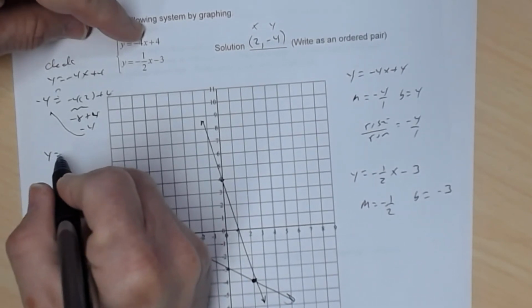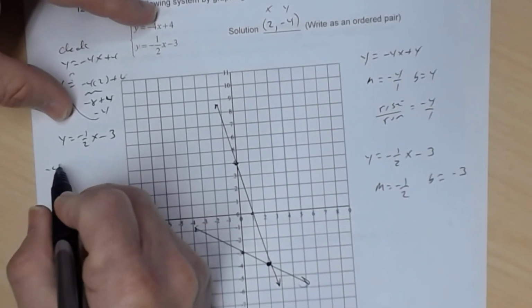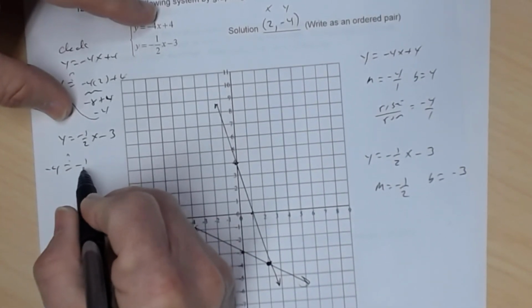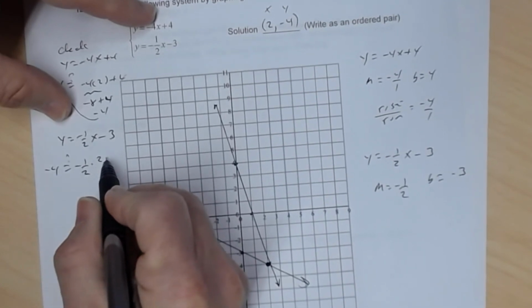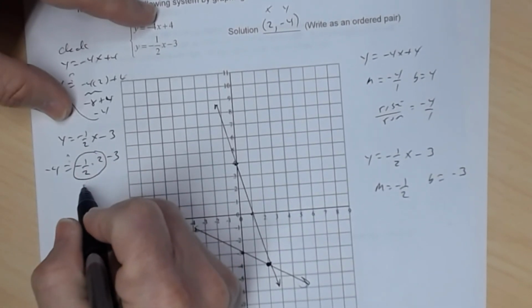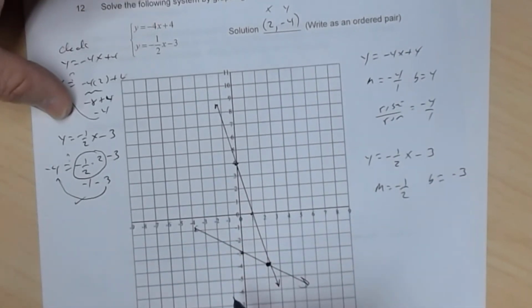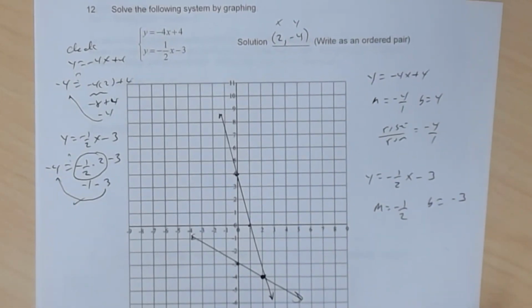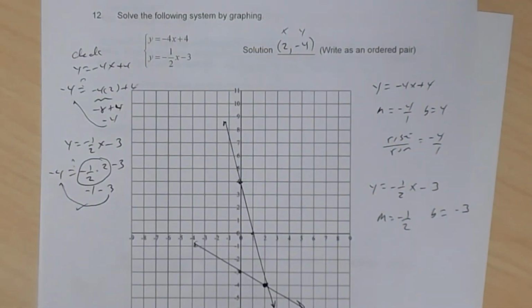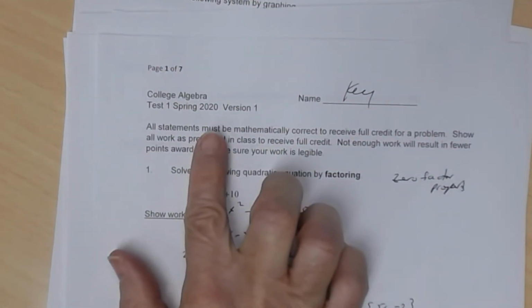So y equals negative 1/2 x minus 3. Y is negative 4, so you want to see that negative 4 equals negative 1/2 times 2 minus 3. Negative 1/2 times 2 is a negative 1. Negative 1 minus 3 is a negative 4. All right, so that does work. All right, so that's going to take care of the key to both versions 1 and 2 of Test 1.